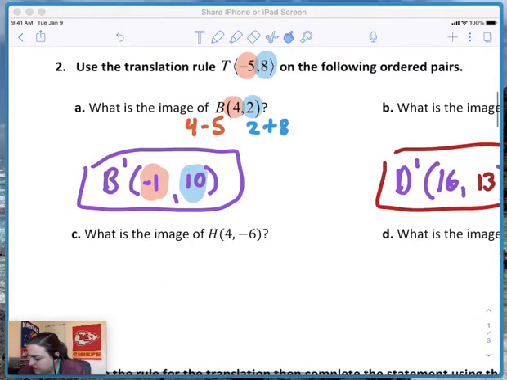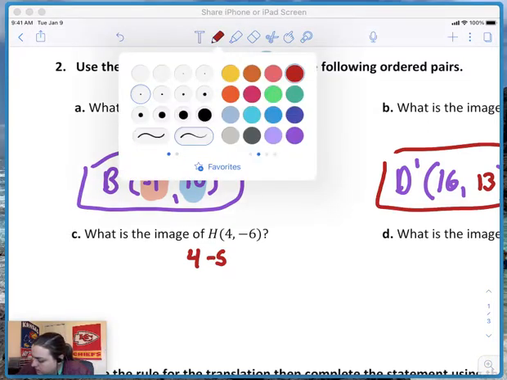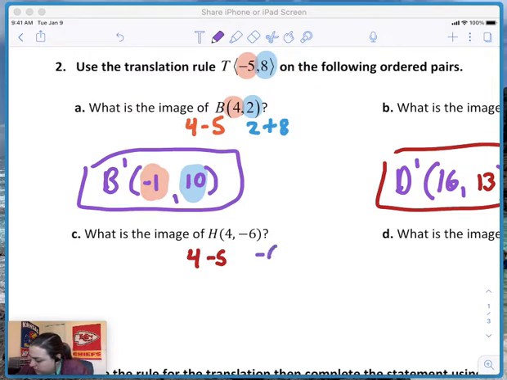We're going to do the same thing here, but this is H. So I'm going to take 4 minus 5. Again, 4 minus 5, and it's a minus because it's a negative 5 here. And then I'm going to do negative 6 plus 8. And again, this is a negative 6, and then I'm adding 8. And here this is H, so it's going to be H prime. 4 minus 5 is negative 1, and negative 6 plus 8 is 2.